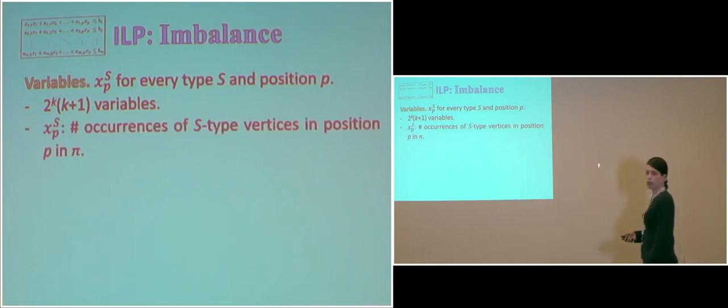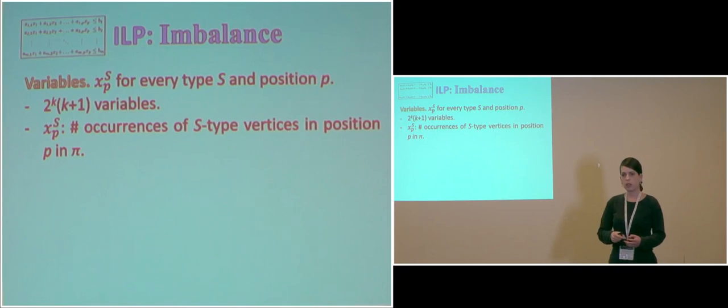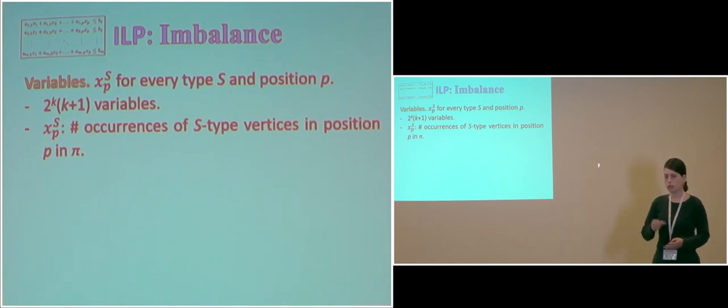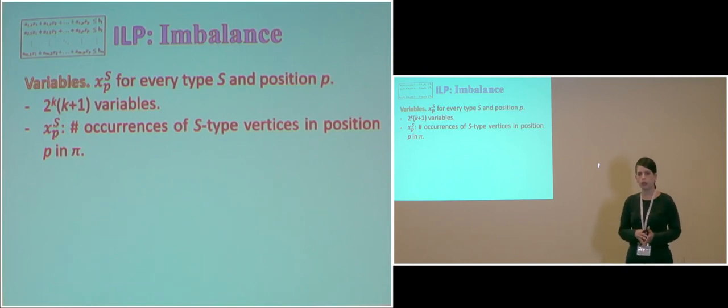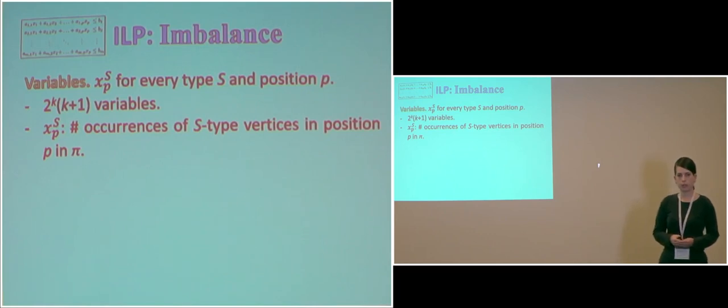And the meaning of this variable is the number of occurrences of vertices of type S in position P in our hypothetical solution pi. How many times do we place vertices of type S in the bucket P? Look at the vertices of type S, the vertices of the independent set whose neighborhood is S. How many times do you take such vertices and put them in the bucket P? This is precisely XSP. Okay?